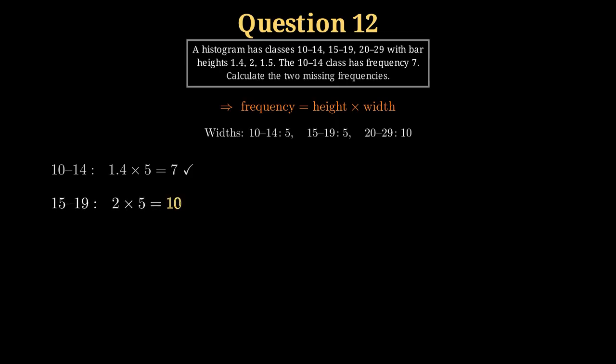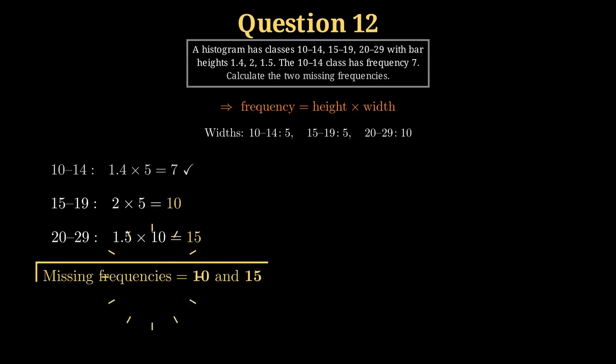Now the missing ones. 15 to 19: height 2 times width 5 gives a frequency of 10. And 20 to 29: height 1.5 times width 10 gives a frequency of 15. So the 2 missing frequencies are 10 and 15.